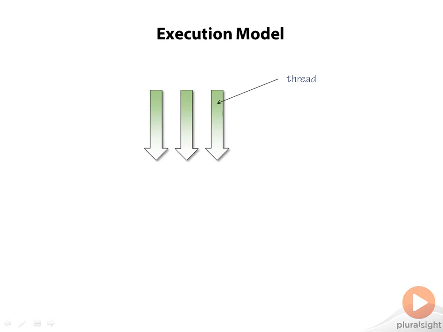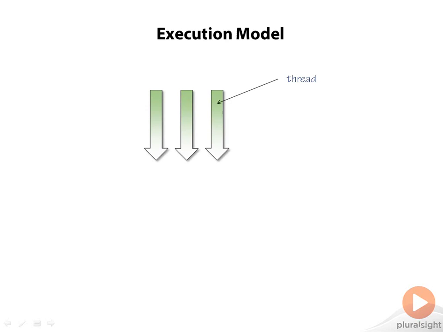Let's take a look at the execution model of the GPU. So the very basic unit of execution is a thread of execution, or simply a thread. And this is a piece of code that can run independently. Now, the whole point of GPUs is that you have lots and lots of these threads.